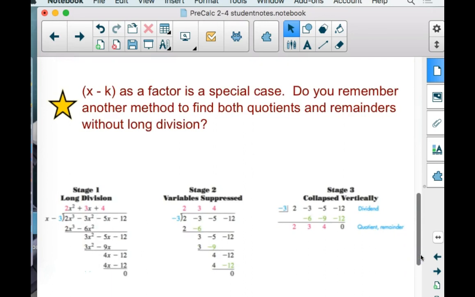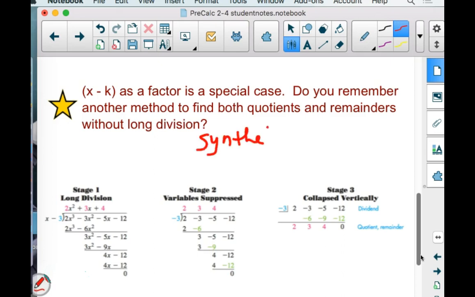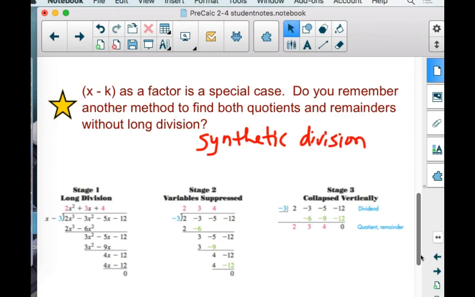So x minus k as a factor is a special case. And it says, do you remember another method to find both quotients and remainders without long division? And hopefully, you remember synthetic division. Also, the same method is called synthetic substitution. So synthetic division. Now, we can only use it when we are dividing by an x to the 1st minus k. That's when we can use this.